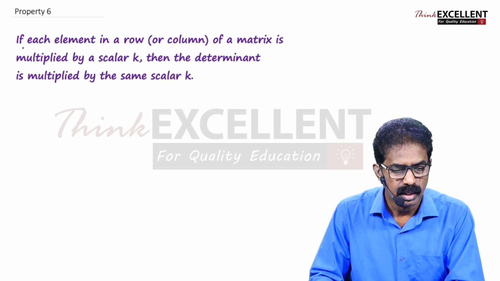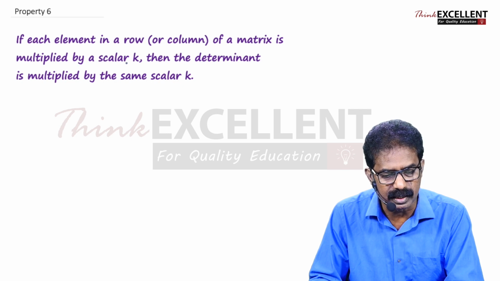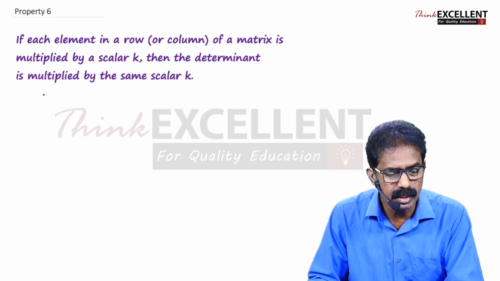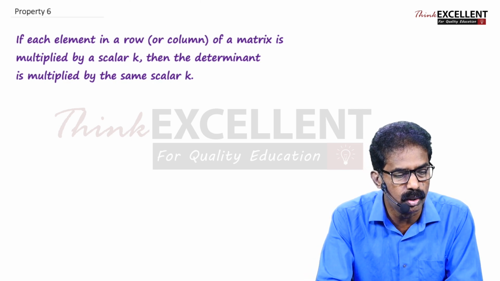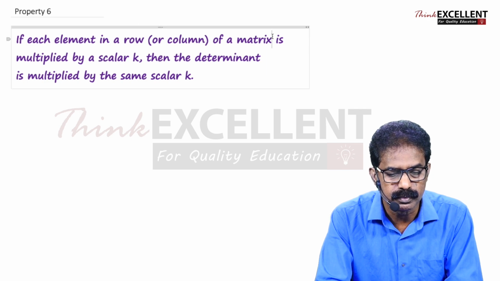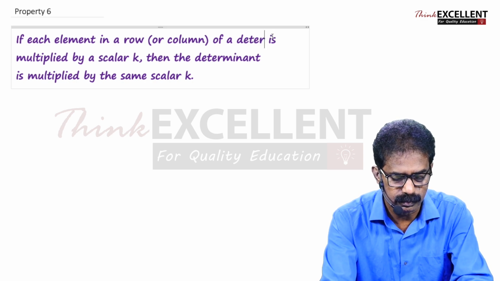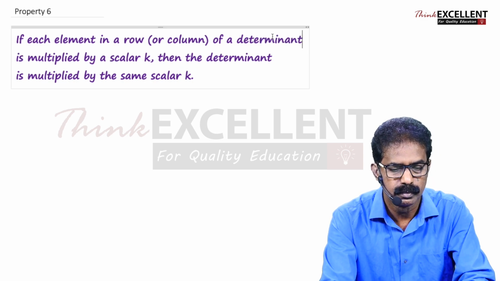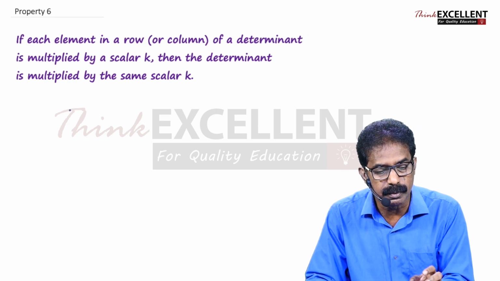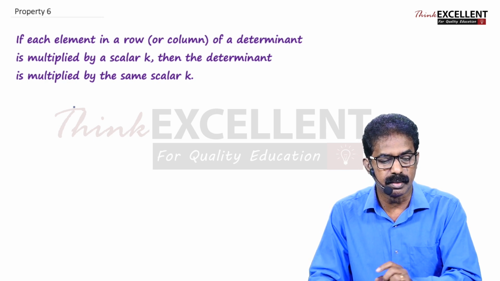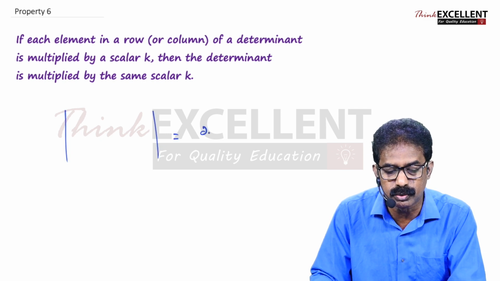Look at the next one. If each element in a row of a matrix is multiplied by a scalar k, then the determinant is multiplied by the same scalar k. If each element in a row of a determinant is multiplied by a scalar k, then the determinant is multiplied by the same scalar. See, please listen here. Suppose a determinant is given, its value is 25.